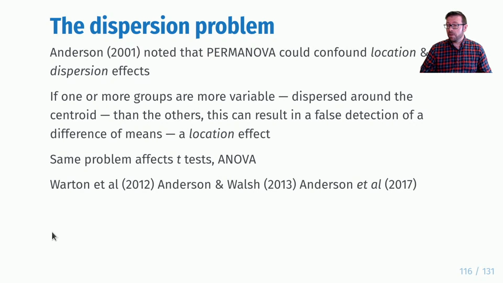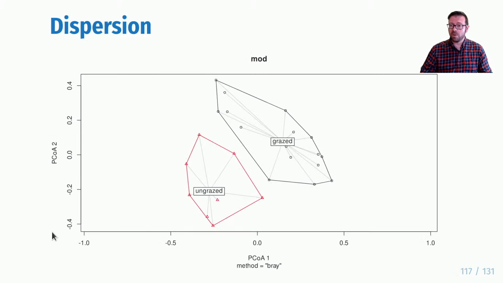Now, there's not a lot you can actually do about this in vegan other than to test whether you have differences in dispersion. And what we mean by dispersion in multivariate space is the spread. How much are your points spread out around the group centroids? Okay? So we can see here there might be some tendency for the grazed plots to be more spread out in multivariate space, more dispersed than the ungrazed ones.